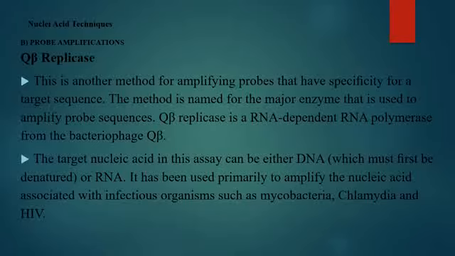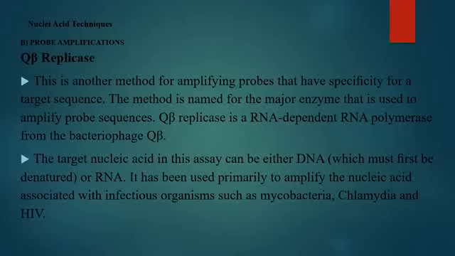When we come to the Q beta replicase, when you hear that, the thought should come to mind that it is an enzyme. Now this is another method for amplifying probes. So we are talking about probe amplification that has specificity for a target sequence. The method is named for the major enzyme that is used to amplify the probe sequences. That is Q beta replicase.